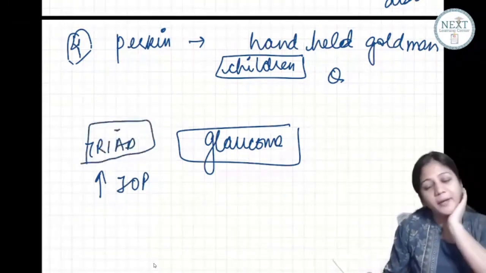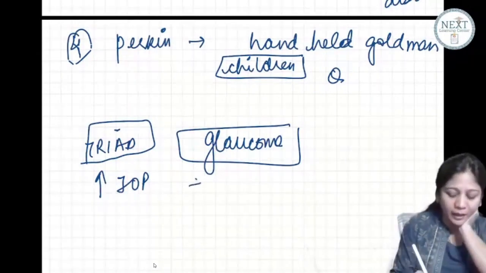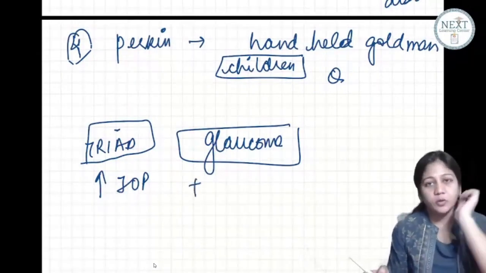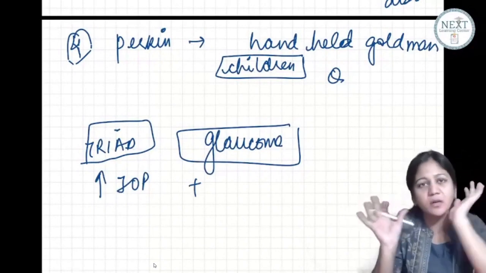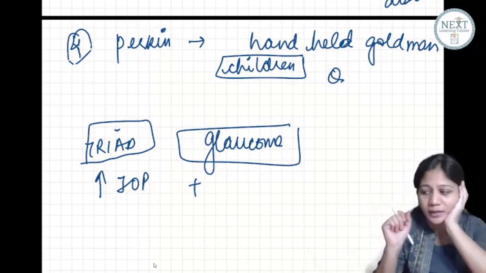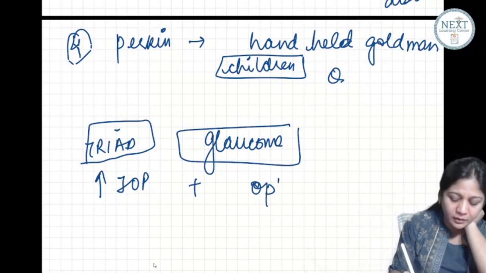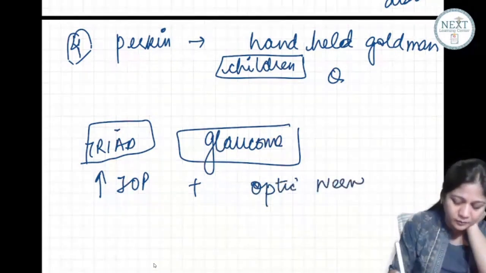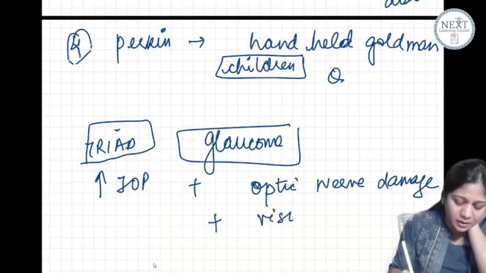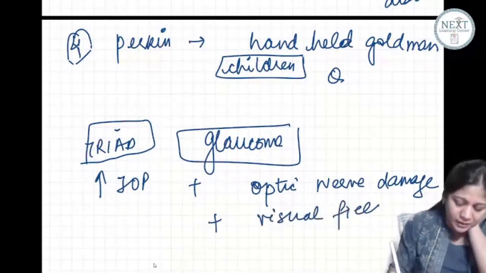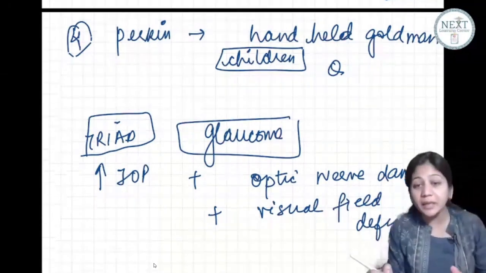So friends, in glaucoma, you were right in saying that high IOP leads to glaucoma, but actually it is not only that. It is actually a triad. What is the triad? When you have a high IOP, your optic nerve gets damaged, and simultaneously you have defects in the visual fields. Your visual field defects are also seen. So this is a complete triad.